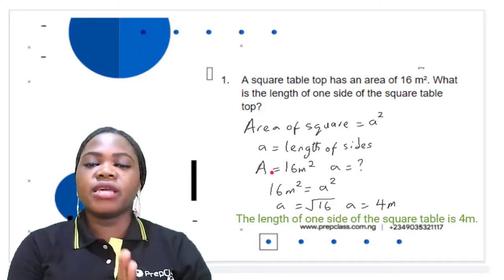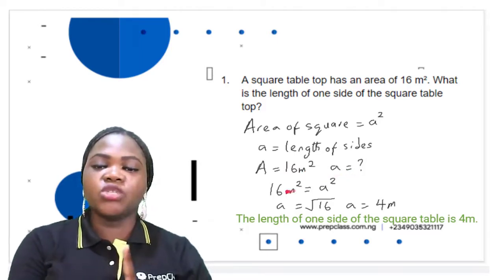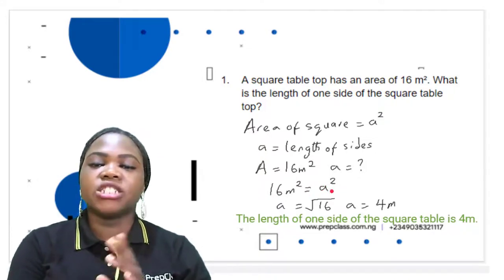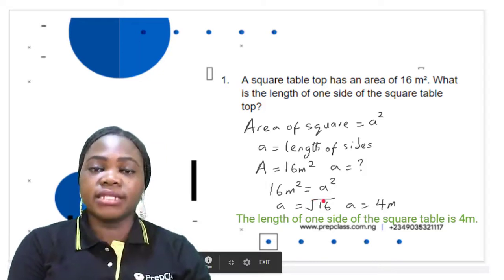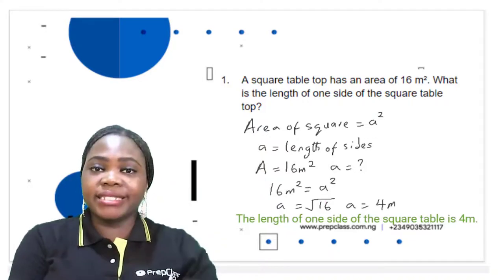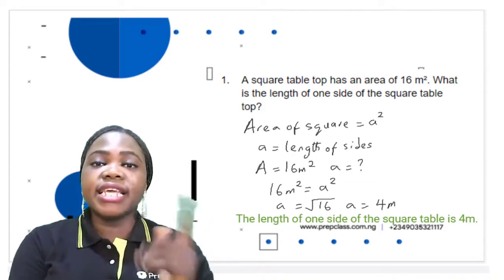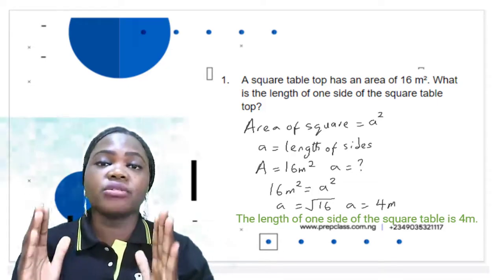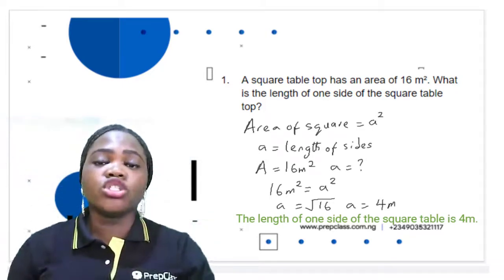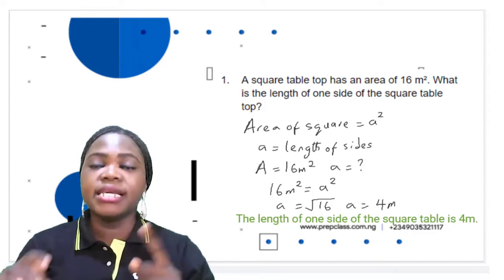Okay, so we've been given the area, which is 16 meters square, and we're asked to find the length of one side. So that means we have 16 meters square equals a square. For us to make a the subject of the formula, we find the square root of 16. The square root of a number is the value that when multiplied by itself would give the original number. So the square root of 16 is 4. It is very important that you know the square root of numbers from at least 1 to 20. So when you multiply 4 by itself, you get 16.